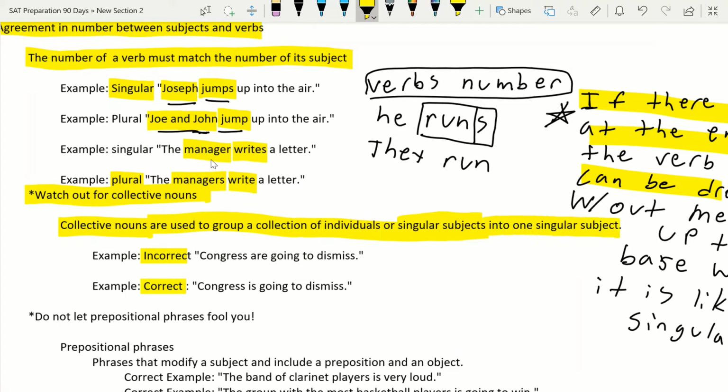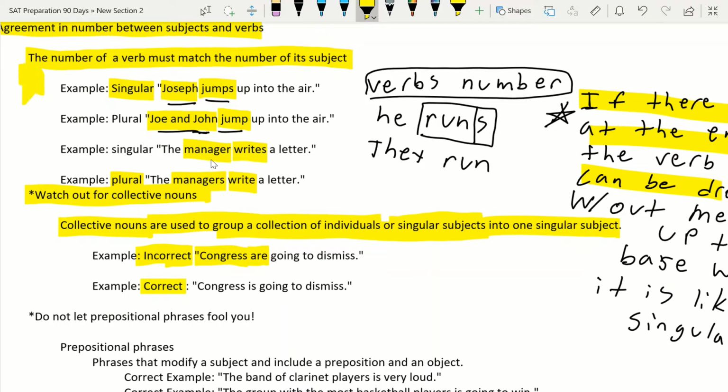Some examples would be Congress, right? Congress is a collective noun. Why? Because it's collecting that group of individuals that are in the Senate and House of Representatives. It's collecting all of them into that singular subject, Congress. An example of incorrect use of a collective noun would be "Congress are going to dismiss." Now, why is this incorrect? Well, it's incorrect because we're using a plural verb. And remember, we have to match our number, like I said up here.